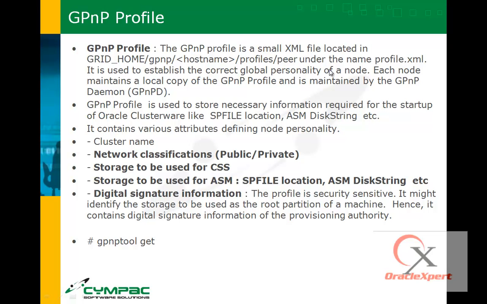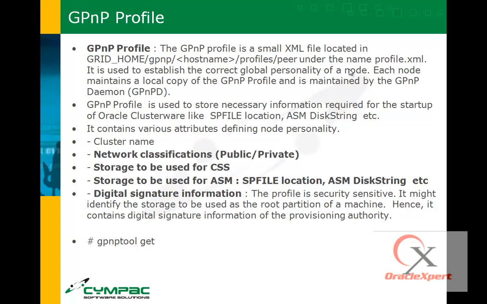What does it store? It stores the global personality of a node. What is the public network? What is the cluster name? What is the cluster UID? Where is my SP file? Where is my voting disk? Which is my public interface? What is the net mask? Which is my private interconnect? What is the net mask? And also, what is the ASM disk location? The disk string, like the init parameter of your ASM, the disk string is also stored.